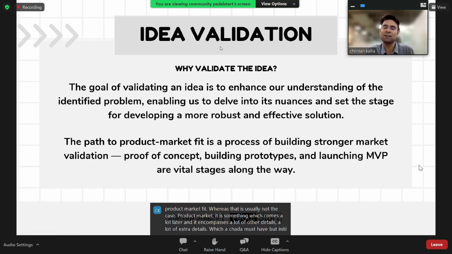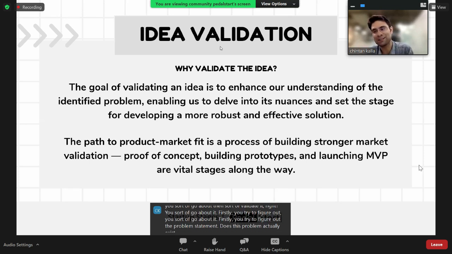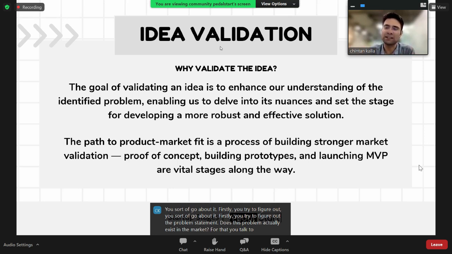But initially, one starts with idea validation. For example, an idea might come into your mind that, okay, I probably want to do this. For example, I want to build a SaaS platform, right? So how do you go about and validate it? Firstly, you try to figure out the problem statement. Does this problem actually exist in the market or not? For that, you talk to prospective customers, to prospective operators, that this is something which I feel is a problem in the market, which I believe I can solve using maybe one or two or three ideas. And you seek validation for that idea by talking to different people, by talking to prospective customers.